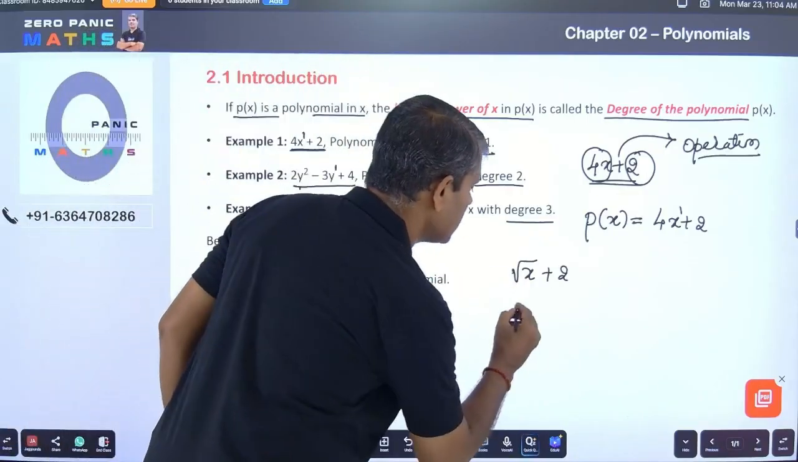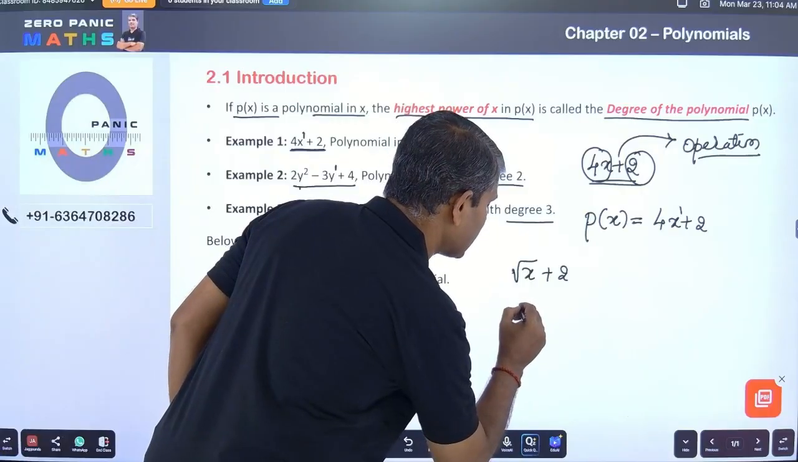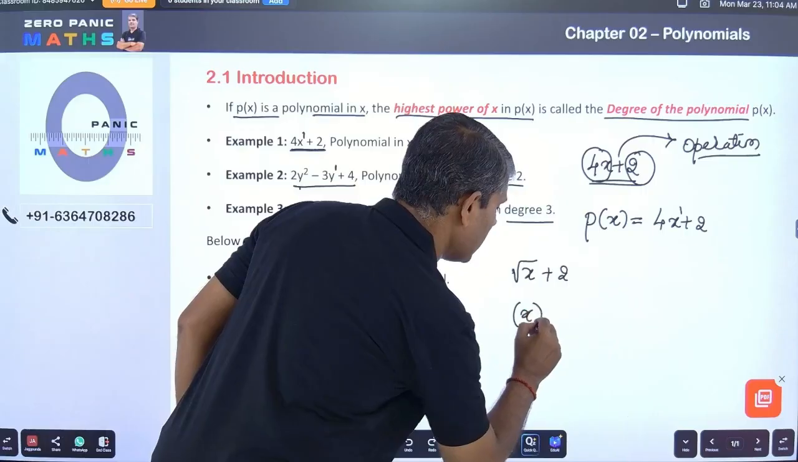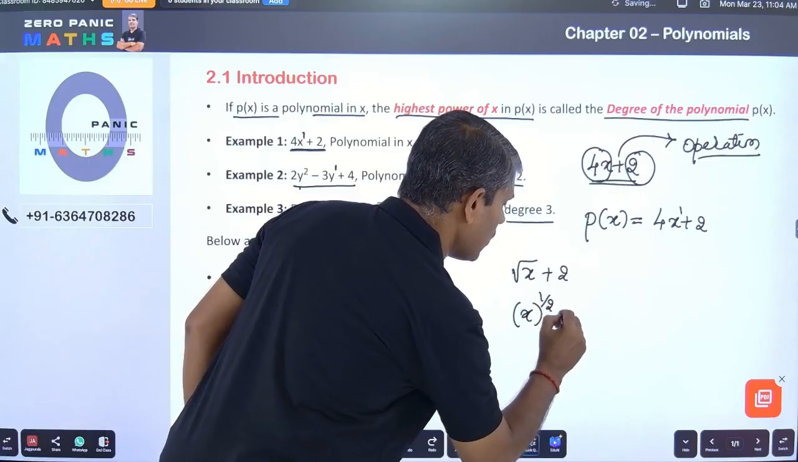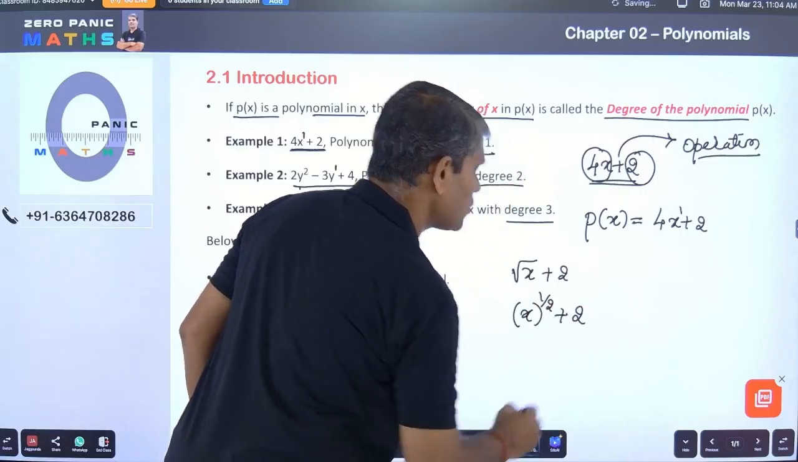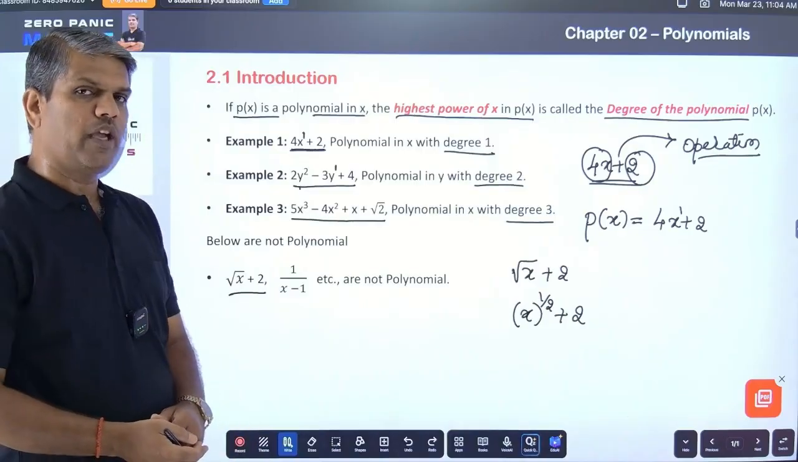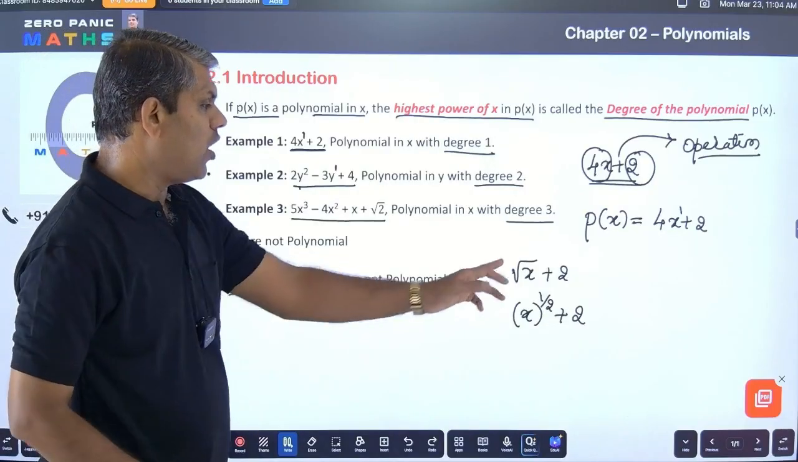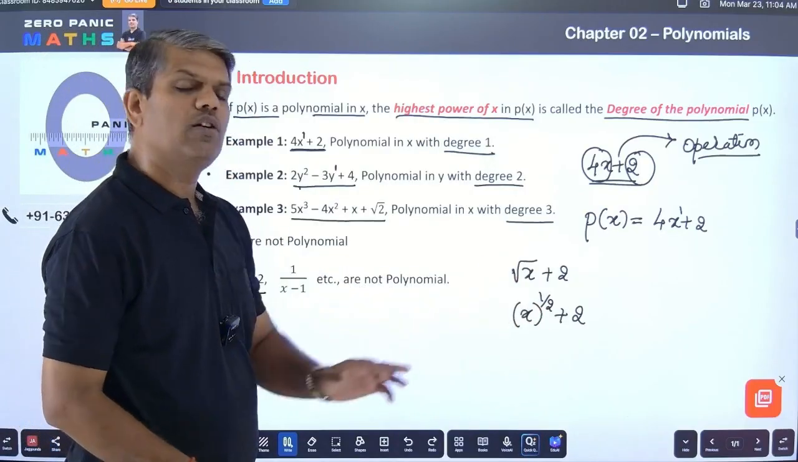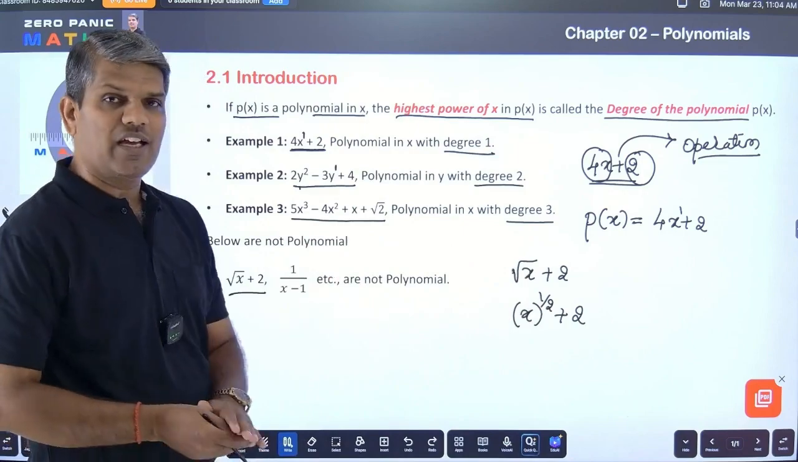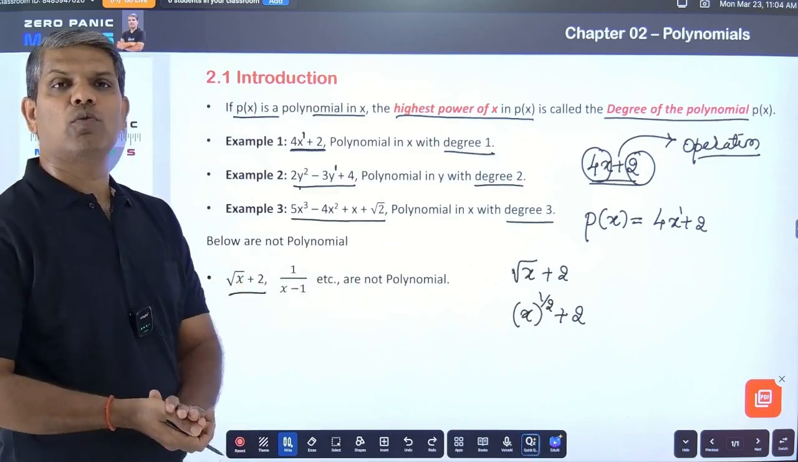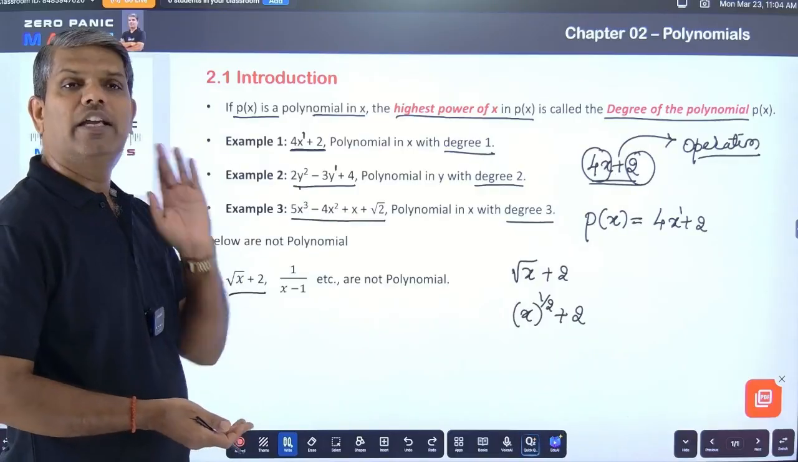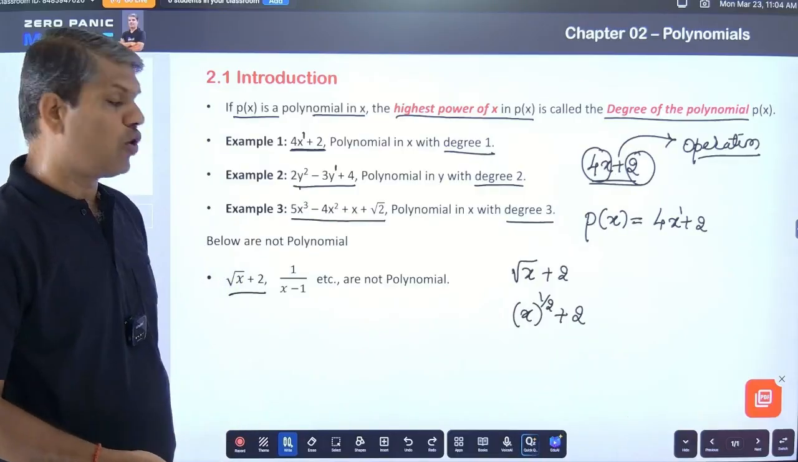What is the power of this? Square root of x can be written as x to the power of 1 by 2. Okay, I'll explain in the coming sessions how exactly the square root is written as 1 by 2. 1 by 2 is a fraction and not part of the group of whole numbers, so it cannot be a polynomial.